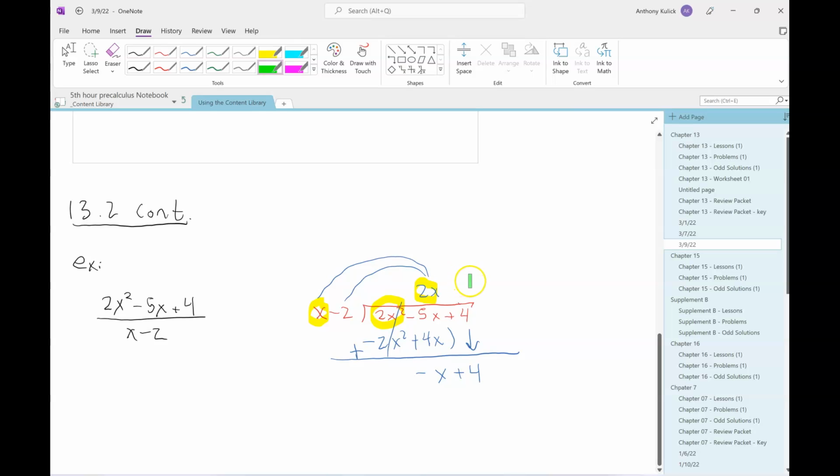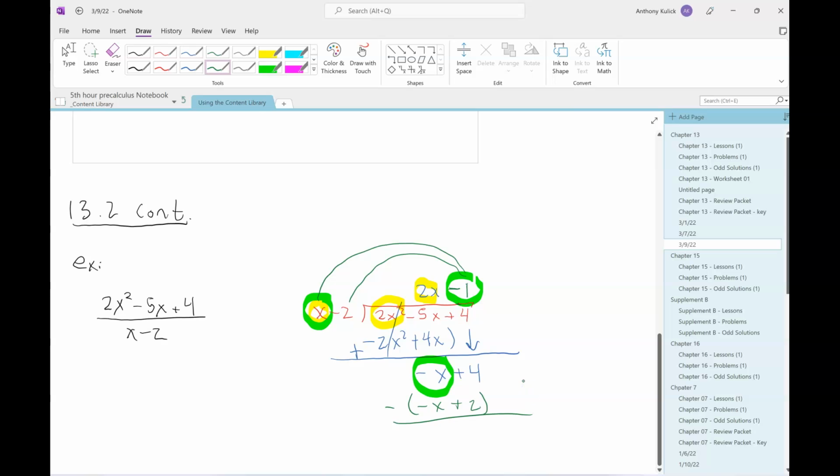And now we go back to the top. What times the leading term of the divisor gives us the new leading term of the dividend? In this case, negative x. What's the answer there? Negative 1. So we do the same thing now. We multiply to the entire divisor. We write it underneath. Subtract down.